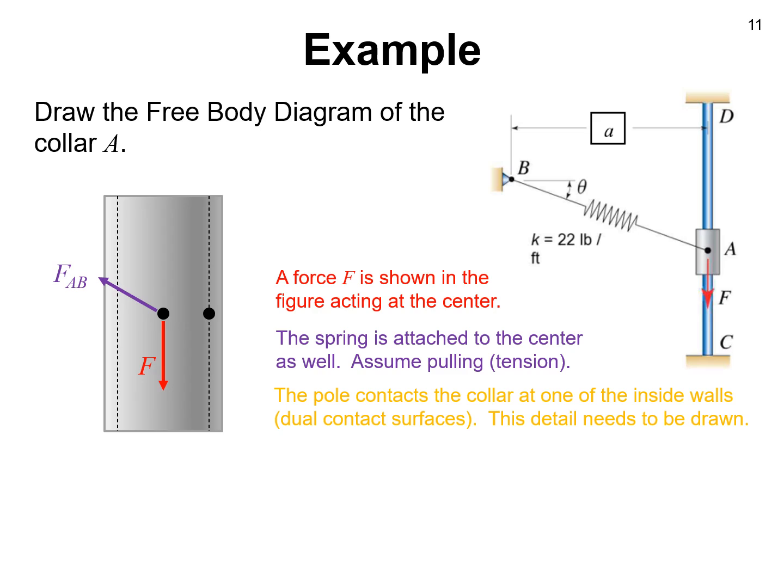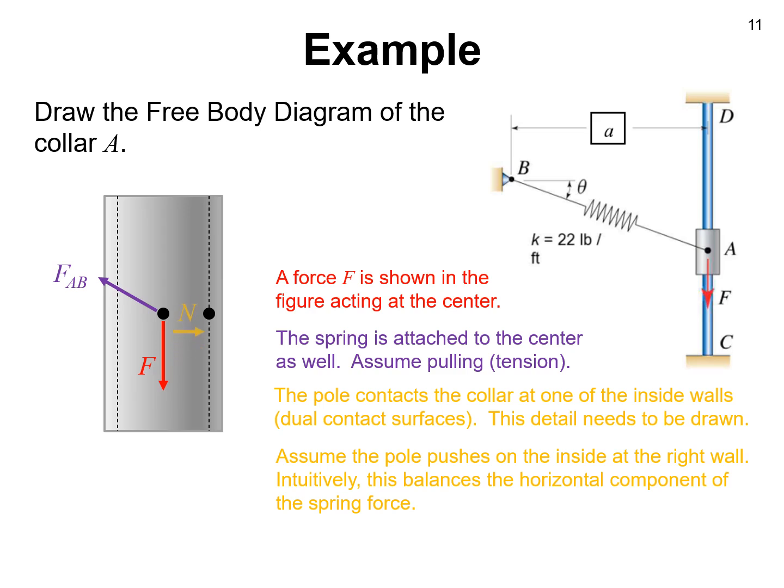Well, a hint is, even though we have not studied equilibrium of forces yet, you can think about it: since the spring has a component horizontal to the left, it would be reasonable to assume that the pole force will counterbalance that. So I'm going to assume that the force of the pole on the collar acts on the inside at the right wall, and it pushes, so that force is pointing to the right. And I'll call it N for normal.